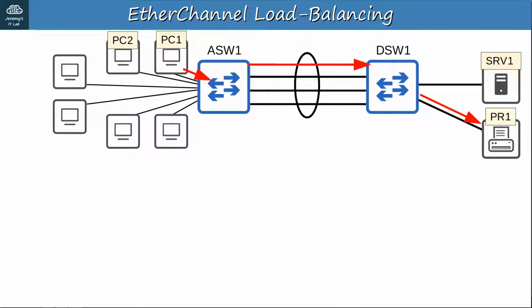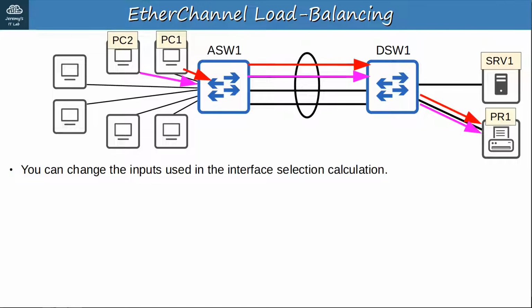How about if PC2 also wants to print something? It sends the first frame in the flow to ASwitch 1, which will then do a calculation to determine which physical interface in the Ether channel will be used. Perhaps this one is used. So this is how Ether channel performs load balancing, by using different physical interfaces in the Ether channel for different flows. The calculation that is done to determine which physical interface to use takes into account a few inputs.